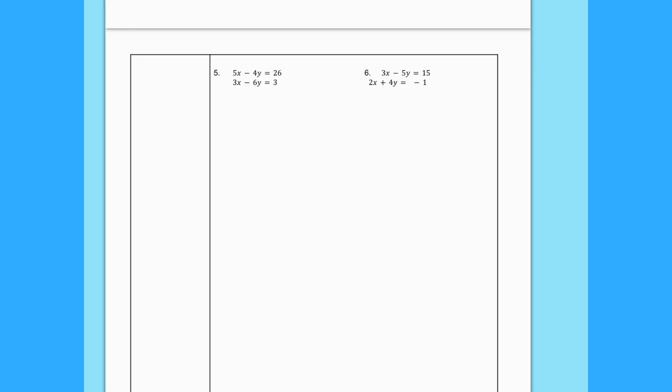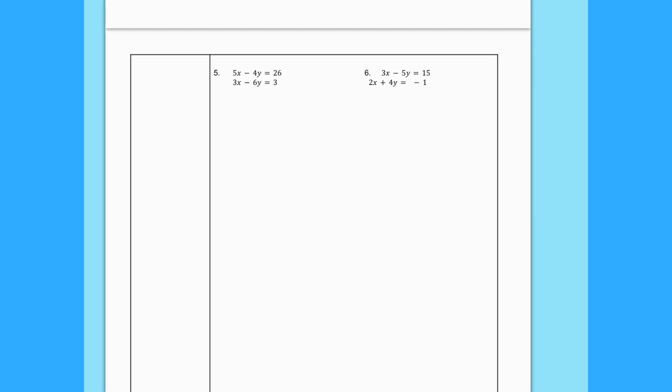For these last two examples of solving by combination or elimination, we're going to need to multiply both of the equations by some value in order to make one of the letters cancel out. And we can choose. So on number 5, I could choose to make the x's cancel, or I could choose to make the y's cancel. It really doesn't make a difference which one we choose. I'm going to choose to make the x's cancel.